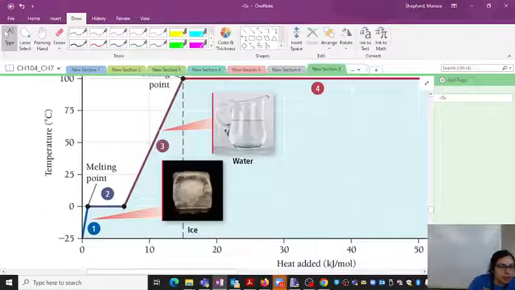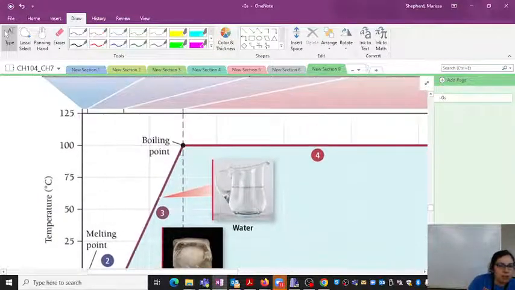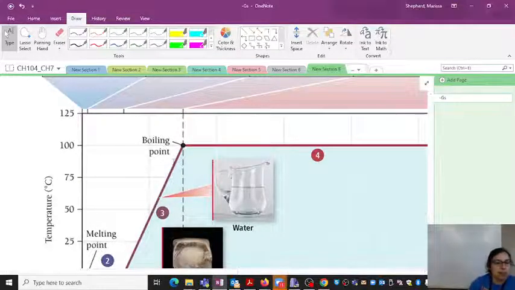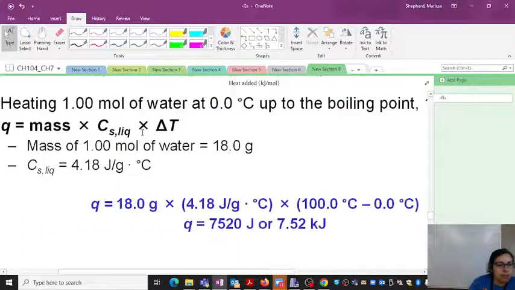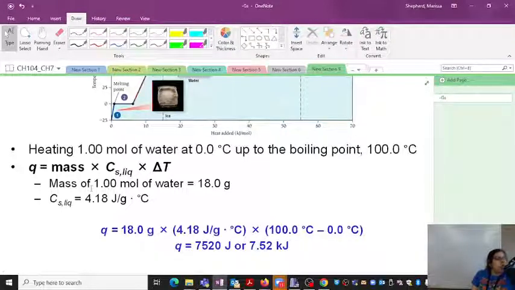So we did 2, so that was our 6.02 kilojoules. So now we're at leg 3. So now we have 0 degrees Celsius water, and we need to take it to the boiling point. So we need to take it to 100. So we have to use that heat capacity formula again. So same formula, Q equals our mass times our specific heat times our change in temperature.